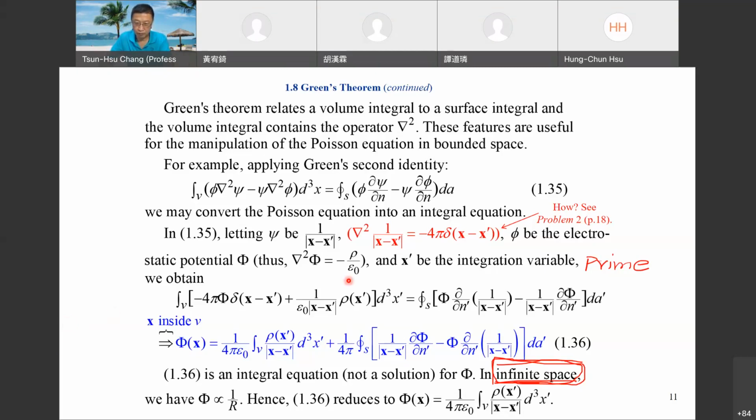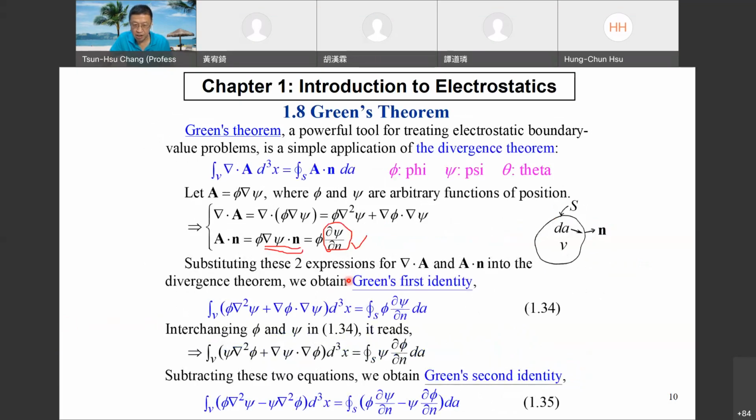You mean in your previous slide? This slide? Yeah, so we take A to be that form, phi gradient psi, but I mean, we can also add another scalar. Yeah, that's okay. That's for our convenience only. Actually, for the divergence theorem, A has no requirement. You can have any form. The divergence theorem should be correct. But just let A be this one.